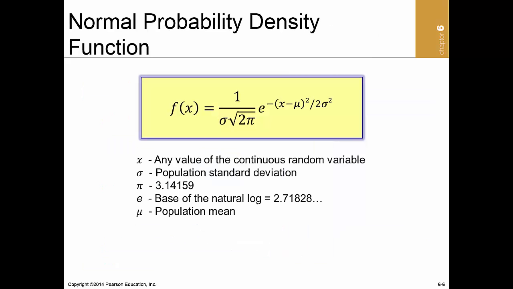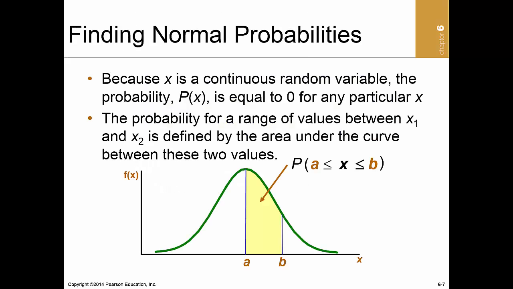To graph the normal distribution, we need to know the mean, mu, and the standard deviation, sigma. Placing mu, sigma, and the value of the variable x into the probability density function, we can calculate the height, f of x, of the density function. If we try enough x values, we can then construct curves like those shown in the previous slides. The area under the normal curve corresponds to probability. Because x is a continuous random variable, the probability, P of x, is equal to 0 for any particular x. However, we can find the probability for a range of values between x1 and x2 by finding the area under the curve between these two values.